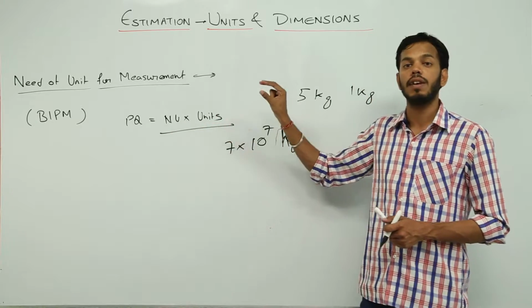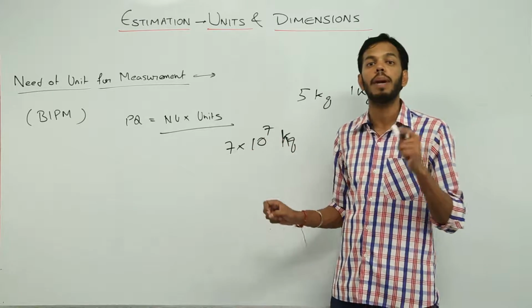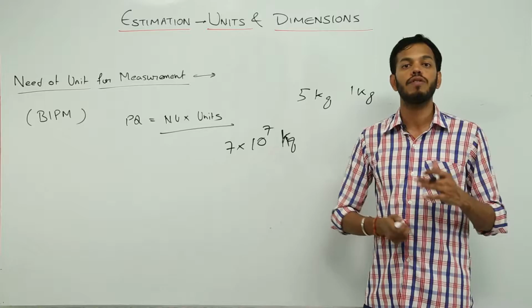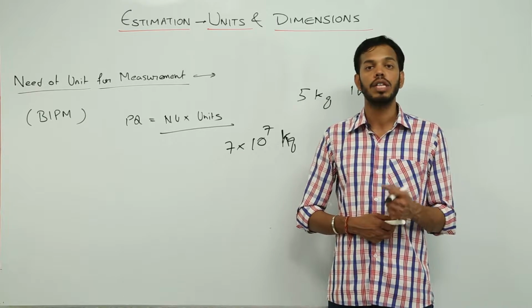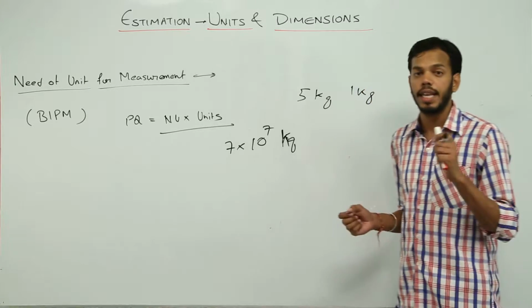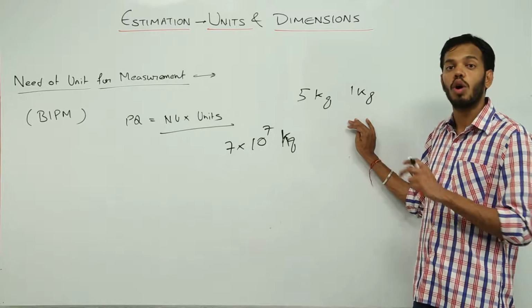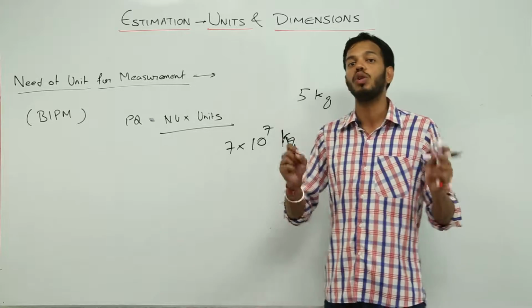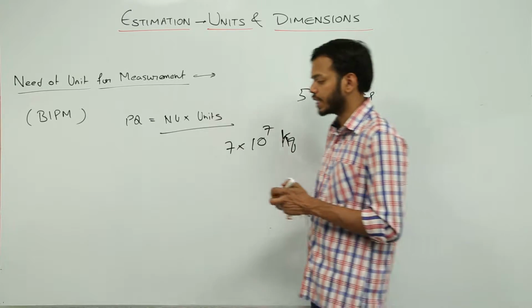The unit is that physical quantity of constant magnitude, the magnitude of which remains the same, which is used to measure quantities of the same nature, physical quantities of the same nature. For example, I am not going to measure a length in terms of kg. I will be measuring all sorts of masses in kg and all sorts of distances in meters. I am not going to mix them up. This is what a unit is.